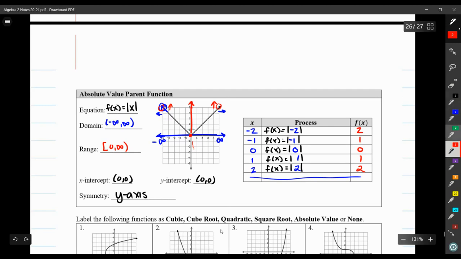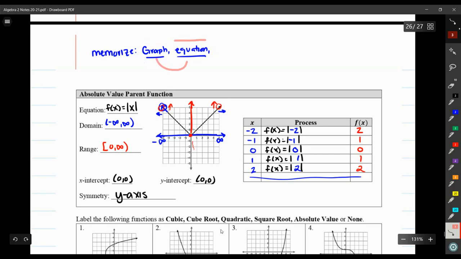So things you need to memorize. Write this down somewhere. We need to memorize the way the graph looks, the equation, and that's pretty much all you need to memorize, because domain and range you can figure out from the graph. The symmetry you can figure out from the graph. The table you can figure out from the equation, and also the domain and range. Okay, so these are really the only 2 things you need to memorize.